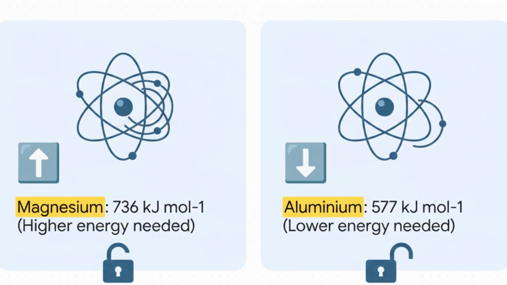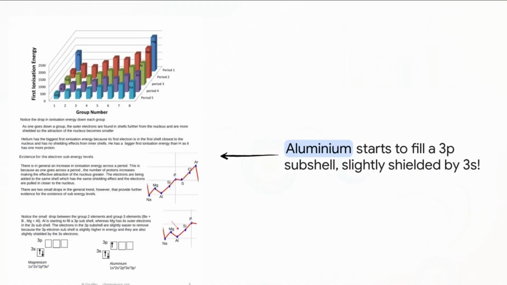Let's take that first step. Aluminum actually has more protons than magnesium, so based on our earlier rules, it really should be harder to steal an electron from it, and yet the energy required actually drops, going from 736 down to 577 kilojoules per mole. The explanation for this anomaly is beautifully simple. Aluminum's outermost electron has just started filling a slightly higher energy 3p subshell. Because it's in this new 3p space, it gets slightly shielded by the electrons sitting in the 3s subshell right below it. And that tiny extra bit of shielding, that's what makes it easier to remove.